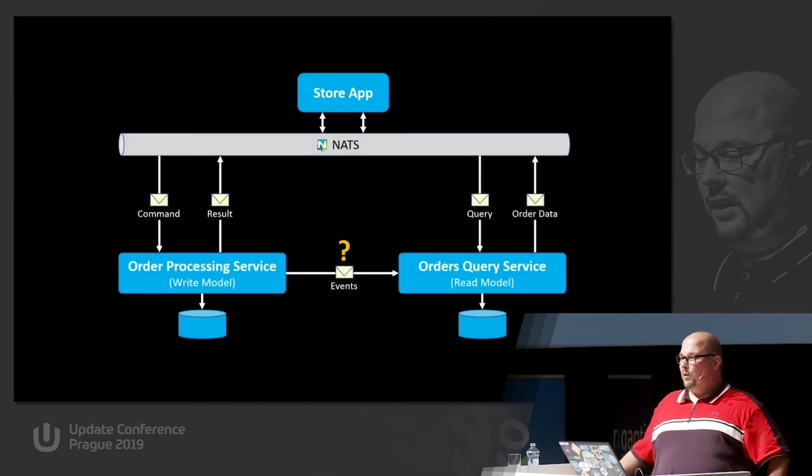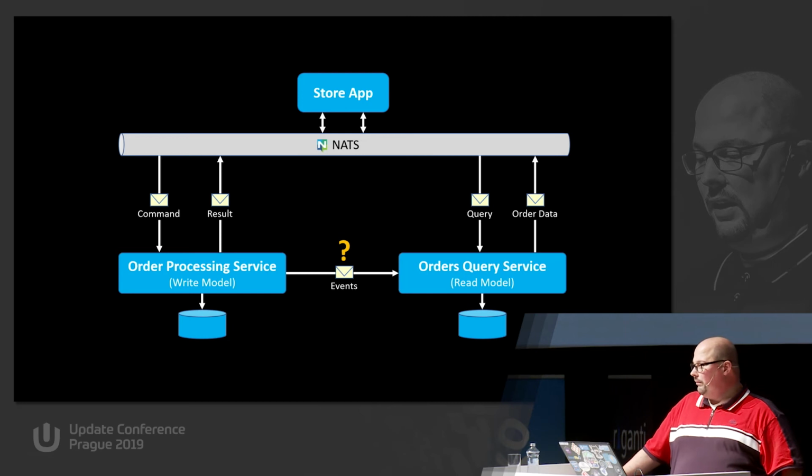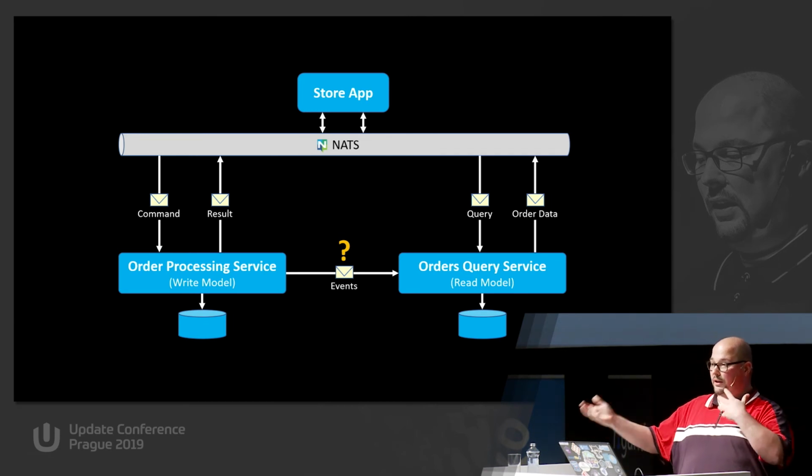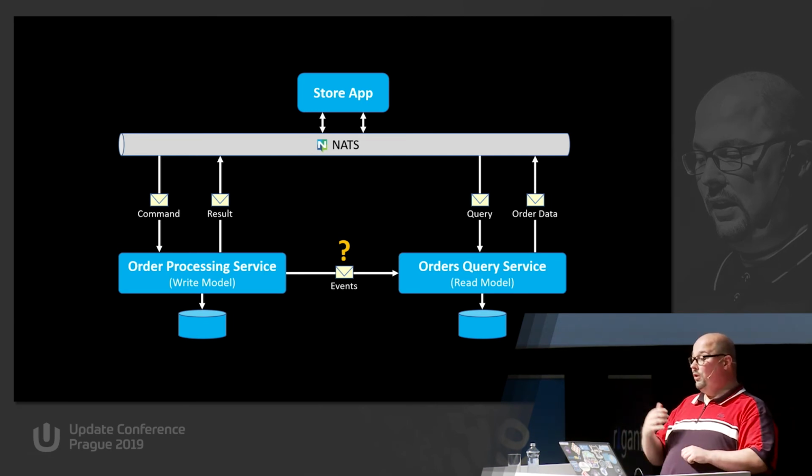when an order is processed, I need to update my read model. And everyone that's been working with CQRS, this is eventual consistency. How am I going to do that? How do I get these events from the order processing service to the order query service? Because here I need at least once delivery. I need to know that this happened. Because if not, then I will be inconsistent. I have a different view on the write side than on the read side.